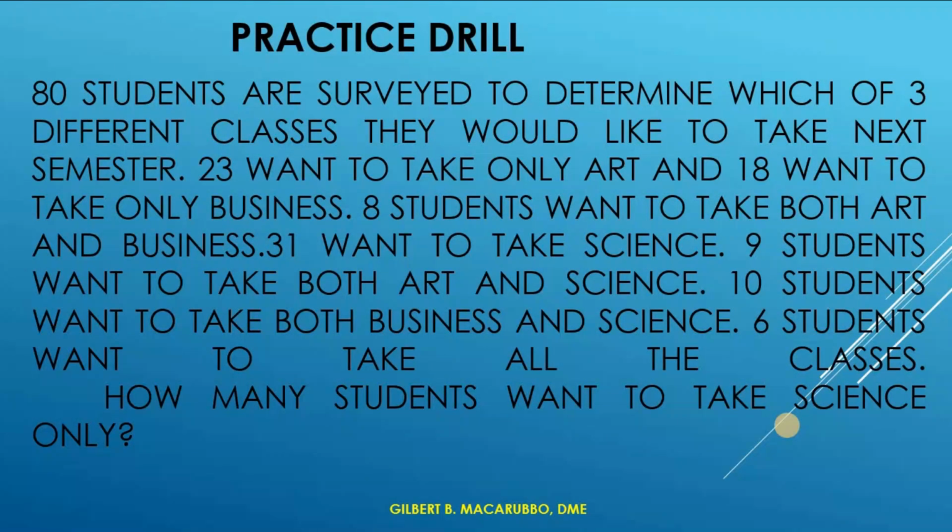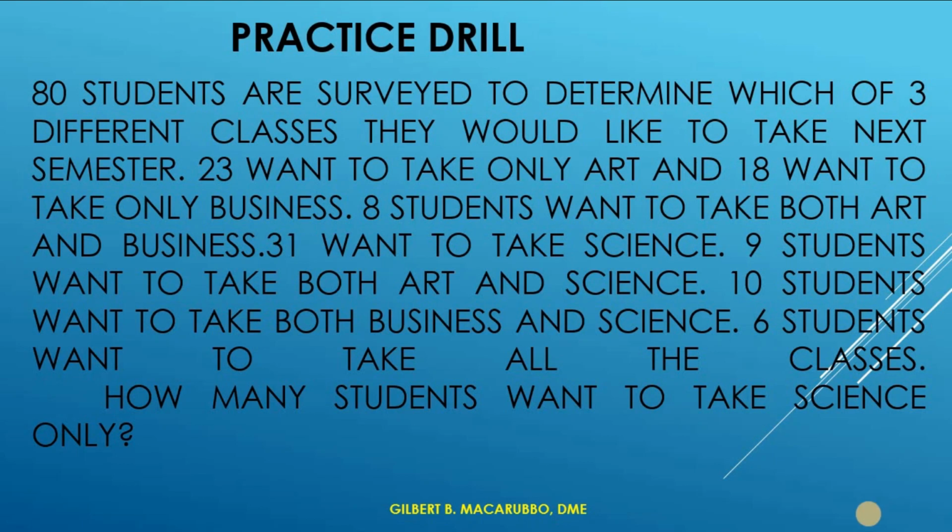80 students are surveyed to determine which of 3 different classes they would like to take next semester. 23 wants to take only art and 18 wants to take only business. 80 students want to take both art and business. 31 want to take science. 9 students want to take both art and science. 10 students want to take both business and science. 6 students want to take all the classes. So how many students want to take science only?